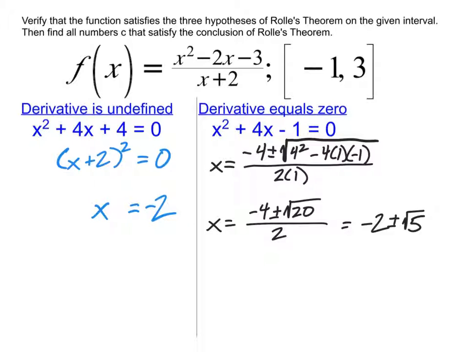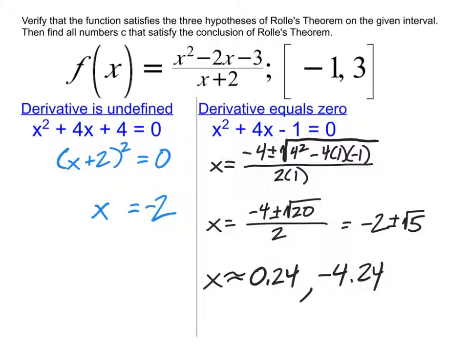You probably don't know that off the top of your head. So you don't actually want to give this as your final answer. You actually want to get the decimal values here. When you do these calculations, you should end up getting that x is about 0.24 and -4.24.